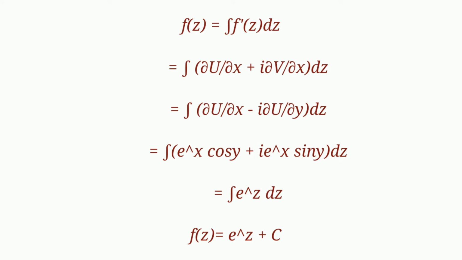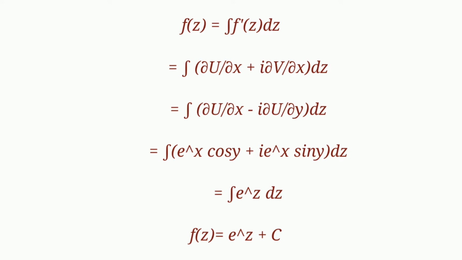In this method, next we have to put x equal to z and y equal to 0. So the first term becomes e^z since cos 0 is 1. And the second term is when y is 0, sin y is 0. So the second term will be 0. So the integral becomes the integral of e^z dz. Its integral is e^z plus c. So we have f(z) equal to e^z plus c.